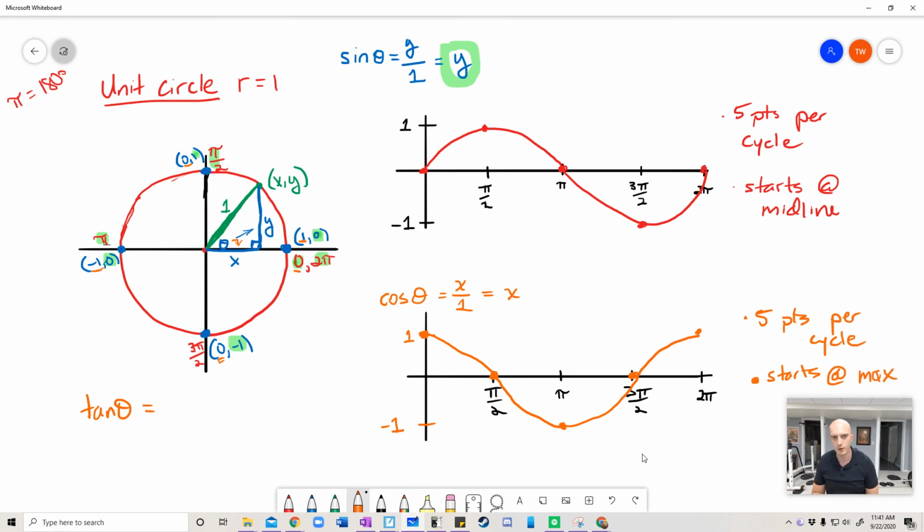Another way I remember it is sine, and it's not perfect, but it kind of looks like a sideways S. Cosine, if you tilt your head a little bit, sort of looks like a sideways C. If that helps you, use it. If not, forget it. But I hope that this was a helpful video for how to graph a cycle of sine and cosine, and also where they come from and how they connect to geometry.